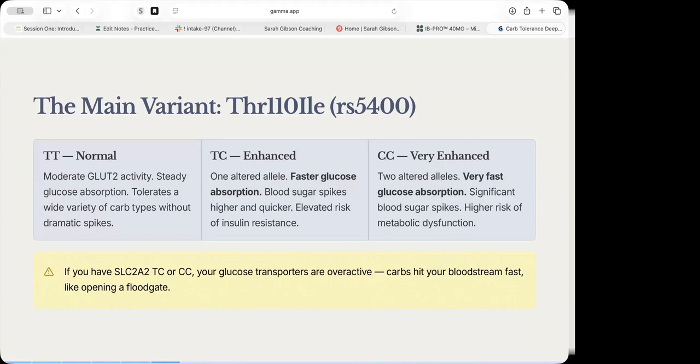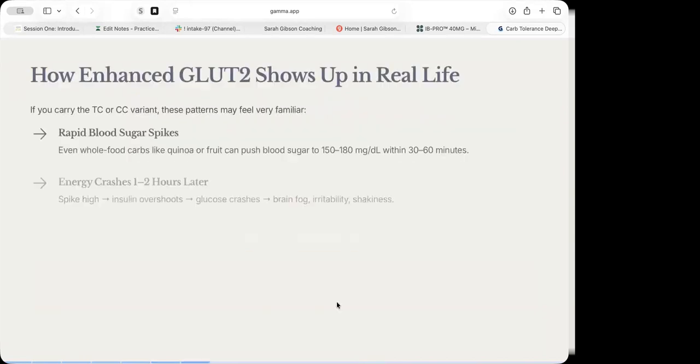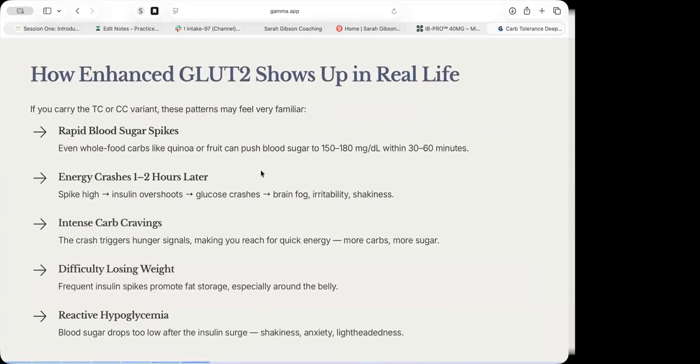I'm just making something up, and my blood sugar spikes super high within 10 minutes of eating it. And that puts us at higher risk of metabolic dysfunction because overactive transporters mean that we're hitting the bloodstream fast, opening up a floodgate. And then what's happening with all those pancreatic beta cells and your ability to respond to insulin? Oftentimes, what we see is insulin overreacts and gets into the bloodstream and pulls glucose out really, really quickly.